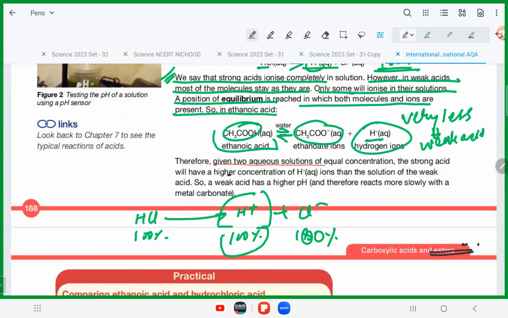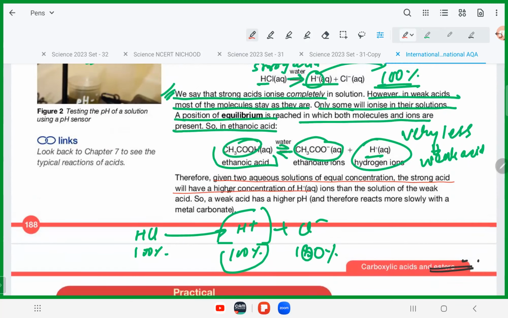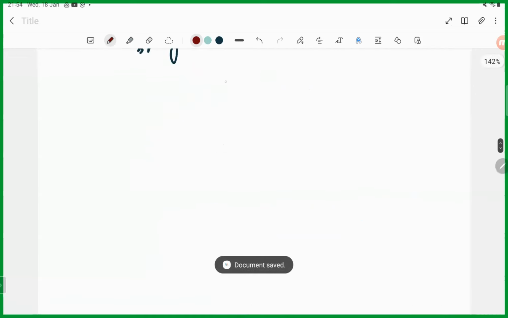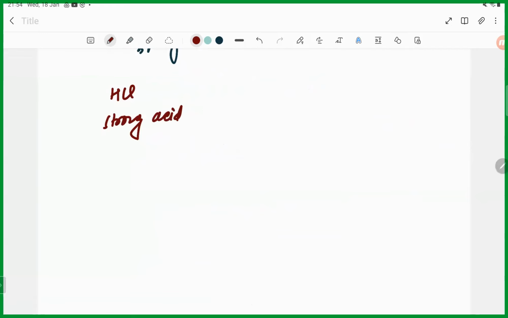Therefore, given two solutions of equal concentration, the strong acid will have higher concentration of H plus ion compared to the weak acid. So a weak acid has higher pH compared to the strong acid. Are you able to understand? A little bit. Okay. See, HCl is the strong acid. Yes or no? Yes, because it gives faster CO2 gas when treated with the metal carbonate.